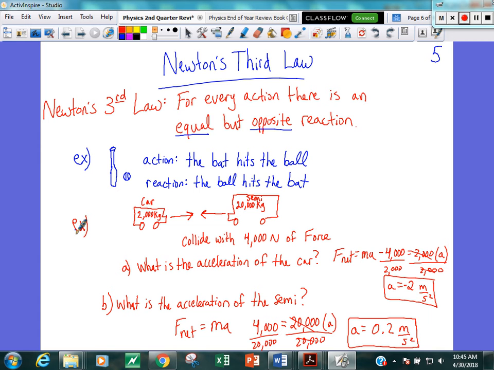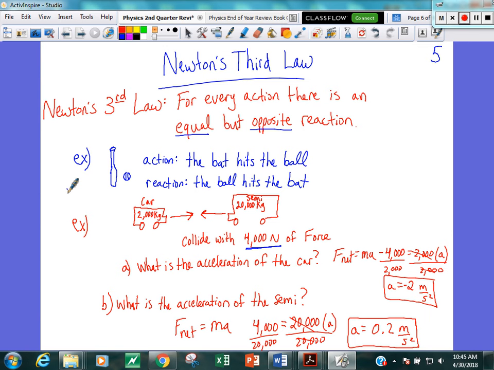I'd like you to draw a picture of a car that has a mass of 2,000 kgs, and it's traveling to the right. And then I'd like you to draw a semi-truck with a mass of 20,000 kgs, and it says semi right here, and it's going to the left. And let's say that they collide with a force of 4,000 newtons. So that's what they collide with.